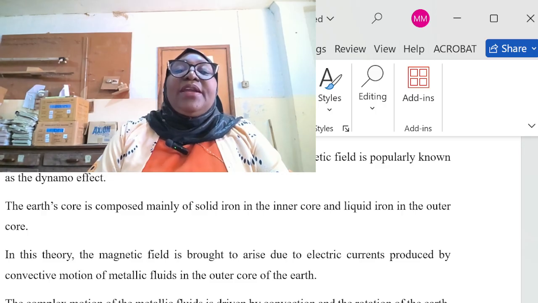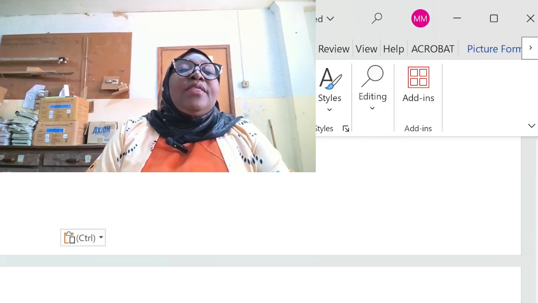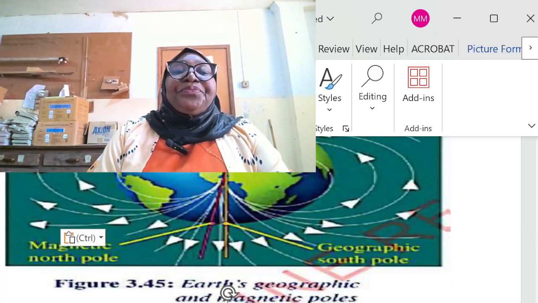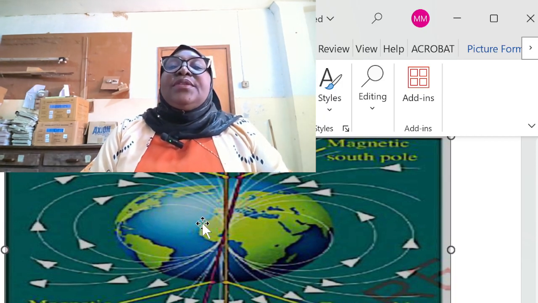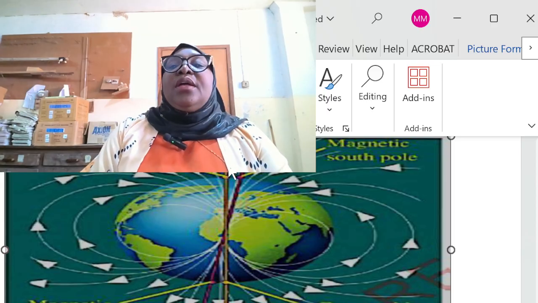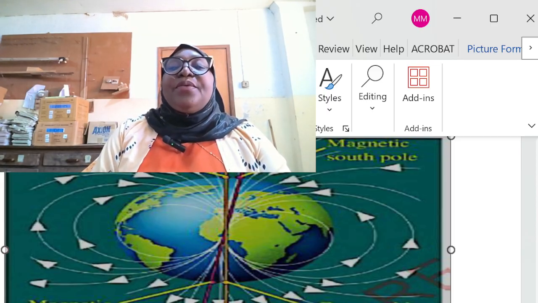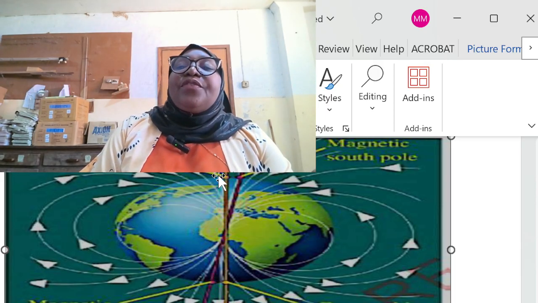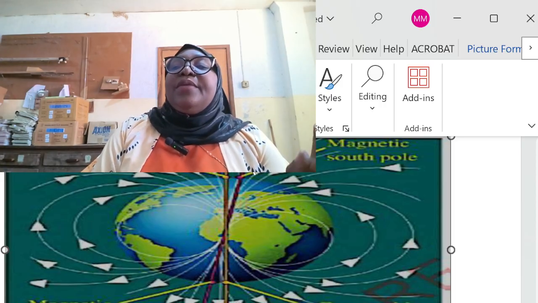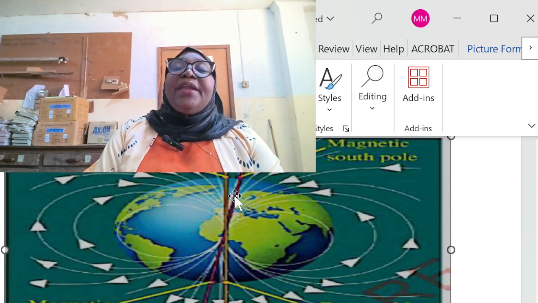Structure of the Earth's magnetic field. The Earth has two poles: the geographic pole and the magnetic pole. The geographic pole is described by the axis of rotation, while the magnetic pole is described by the magnetic field.